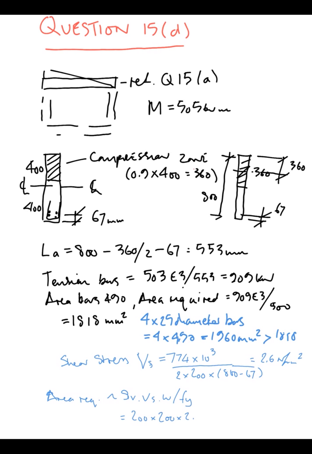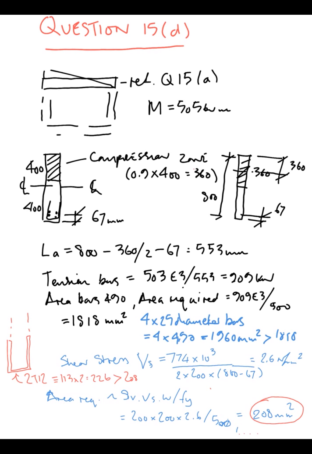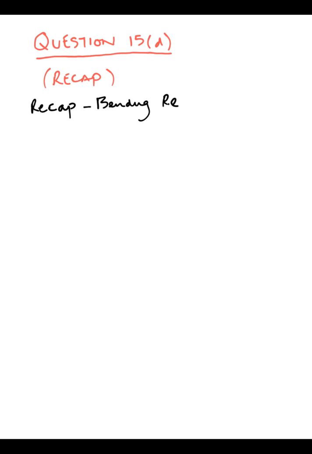So we multiply those figures out, we come with 208 millimeters squared. And if we take two 12 diameter bars, the area of two legs, if you like, going upwards is 226 millimeters squared, which is greater than 208, so this is sufficient. Now we're going to lead on the next slide to recap. To make things clear, because this hasn't been covered in the book and it's quite useful formulae, we're going to recap on those two equations for the bending reinforcement and the shear reinforcement.